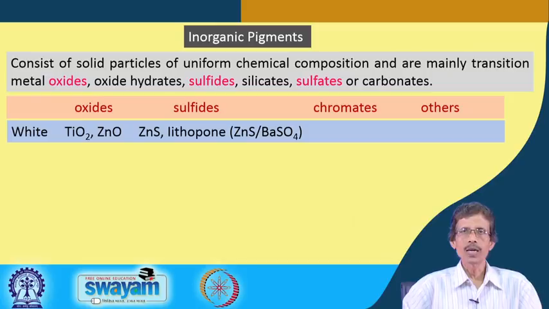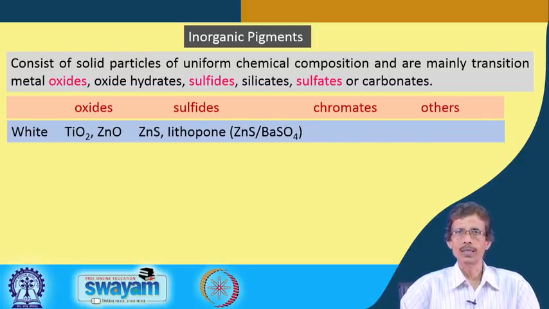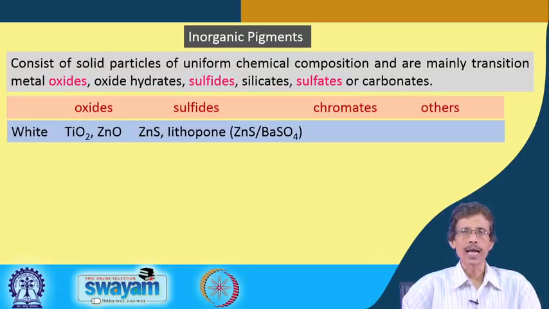If I ask you what the white inorganic pigment of oxide type is, you can have two answers: one is titanium dioxide and another is zinc oxide. Then if we go for the sulfides, which are again white in color, there is zinc sulfide. So, both zinc oxide as well as zinc sulfide are white in color. And lithopone is nothing but a mixed pigment, mixing zinc sulfide along with some barium sulfate.